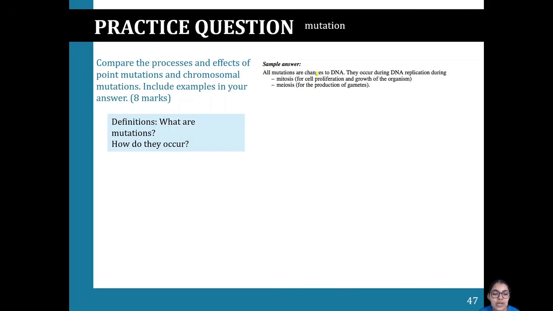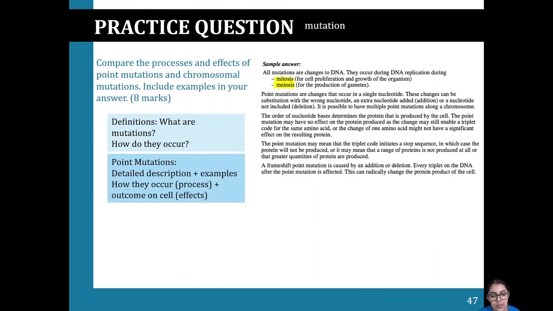So here we go. All mutations are changes to DNA. They occur during DNA replication, during mitosis, and during meiosis. So we actually identify what these processes are. In biology, always identify and give definitions for the terms in your response before you go ahead. Definitions are really important. We then have our first couple of paragraphs on point mutations.